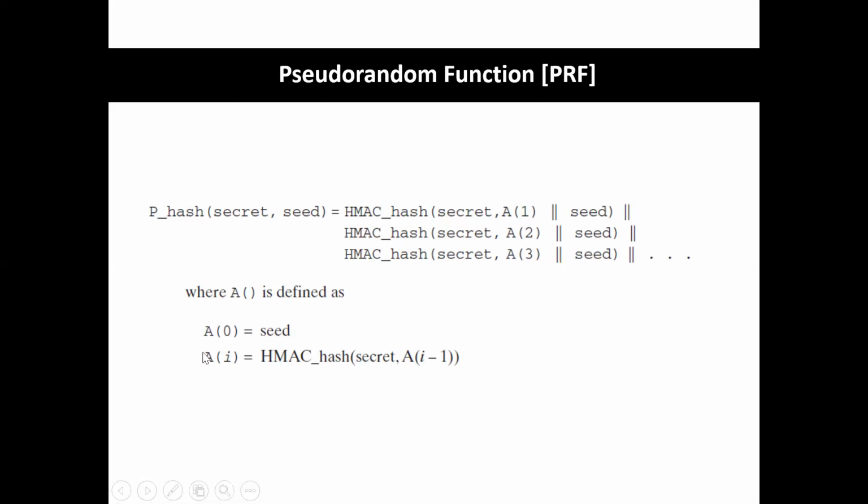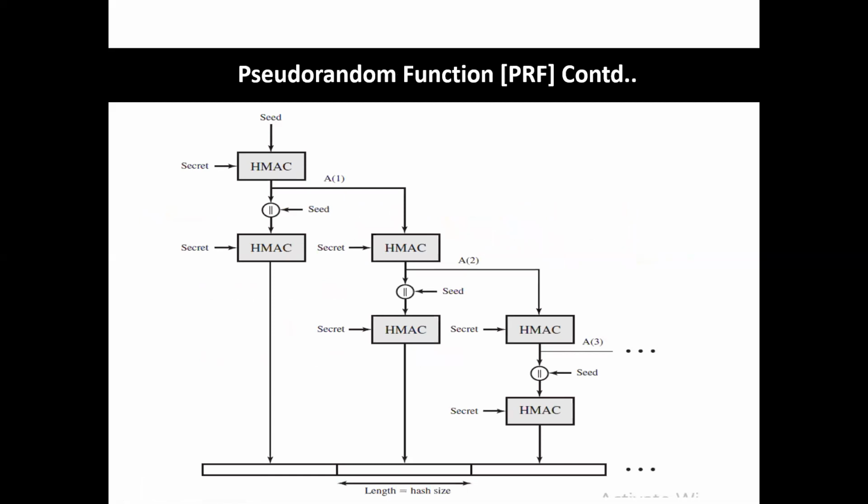If you want to generate A(1), what do you require? HMAC_hash. This is the hashing function you require. If you want to generate A(1), A(2), A(3) and so on, you need the small shared secret value as input, and also A(i minus 1). That is, for A(1), A(0); for A(2), A(1), like that. We will discuss this with the help of this diagram.